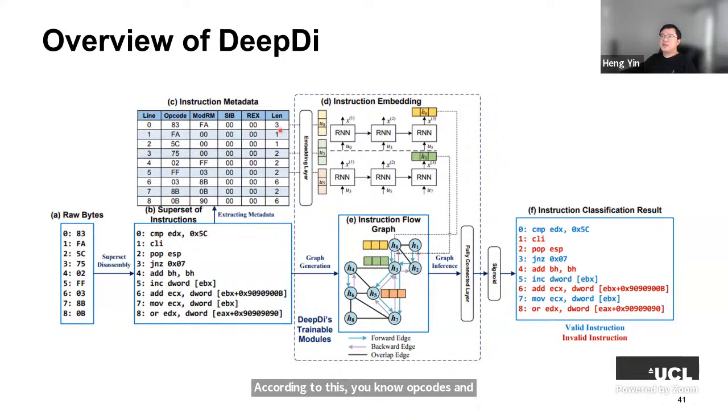Then this metadata is fed into the network: the instruction embedding network, a number of RNN layers, and then this relational graph convolutional network. Then we use a sigmoid for classification. So in the end, you can classify true instructions versus false instructions. That's the whole idea of this deep learning based disassembler.